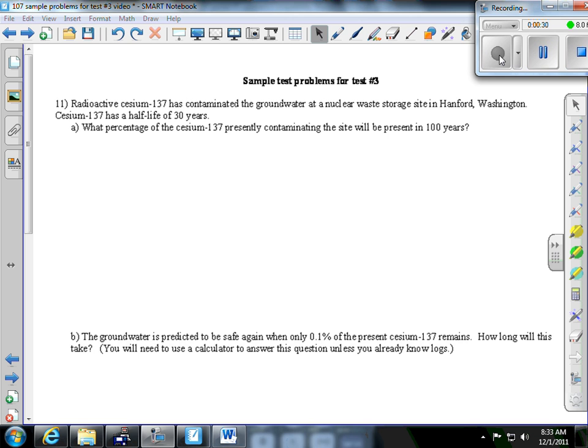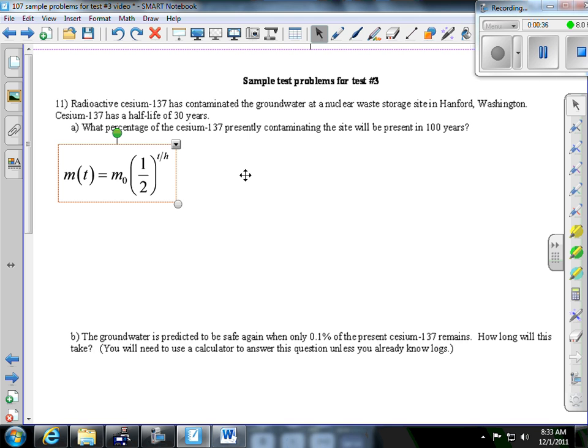So the formula that we need is the formula for half-life, and that formula is this one. M of T represents how much stuff, how much cesium in this case, is left after T years. And M0 is the initial amount of cesium, and then 1/2 is the half-life part, and then T is the number of years that we're waiting. H is the half-life. So let's see if we can plug everything into that formula.